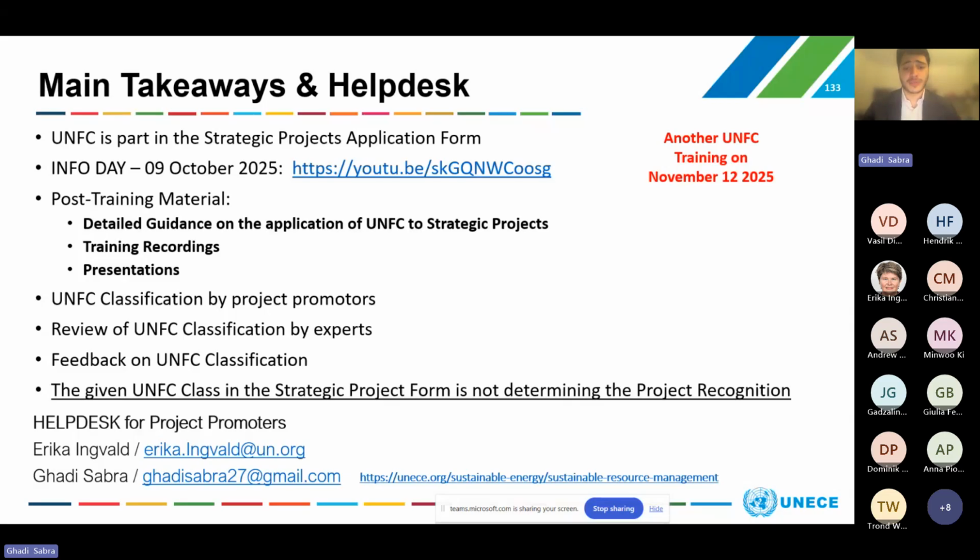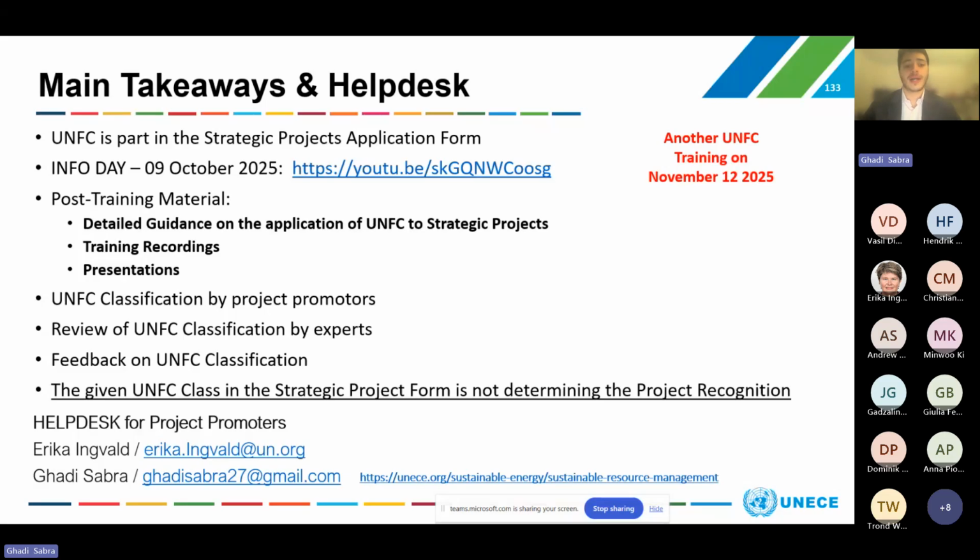Another thing is that project promoters do have to apply a UNFC classification when submitting the application form itself. Again, UNFC is a two-step verification process. First by the project promoters, and then validated or verified by UNFC experts during the technical assessment phase, with experts supporting the Commission. Again, this is just a major reiteration that the given UNFC class is not a determining factor for the project recognition.